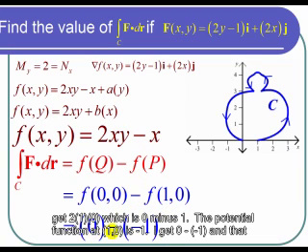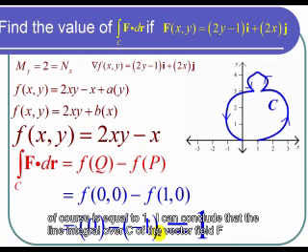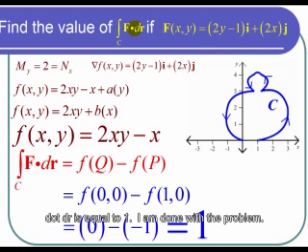So I get 0 minus negative 1. And that, of course, is equal to 1. So I can conclude that the line integral over C of the vector field F dot dr is equal to 1. And I'm done with the problem.